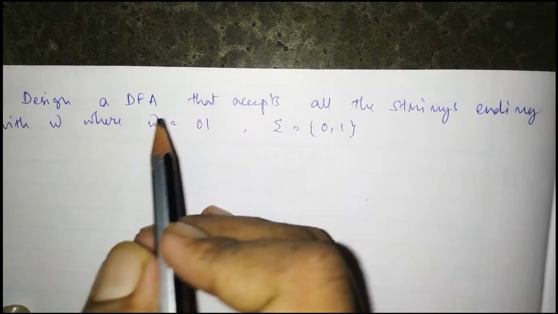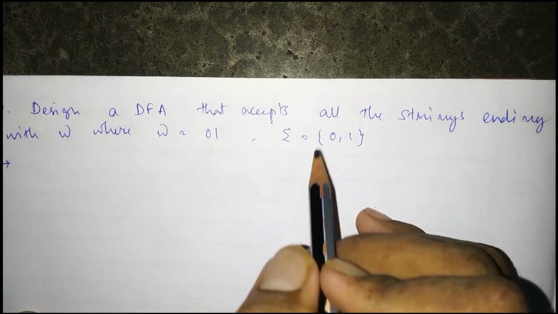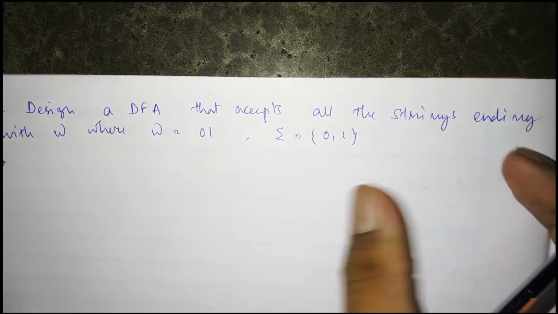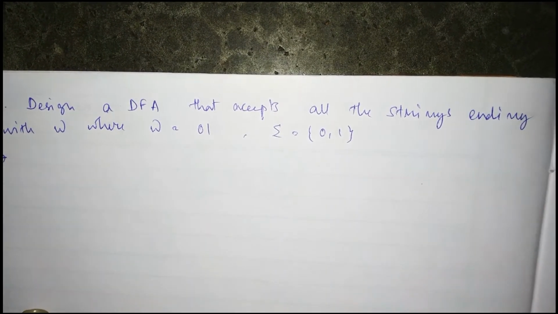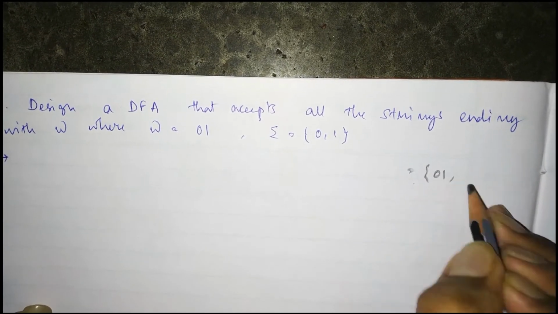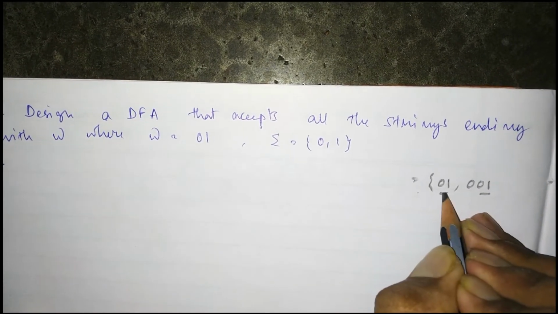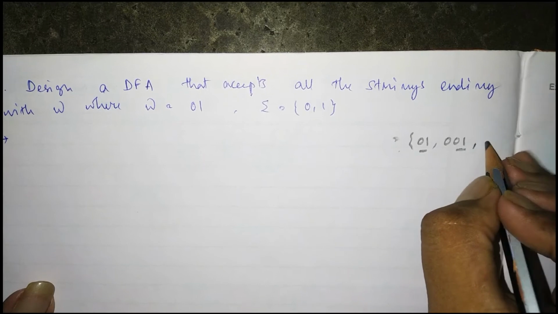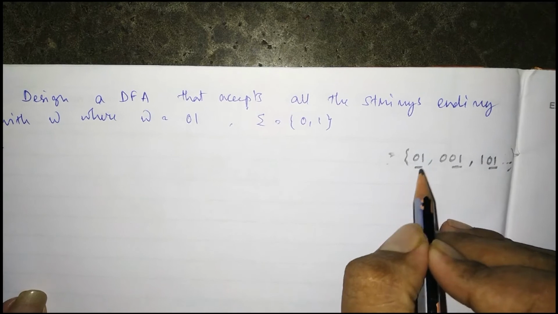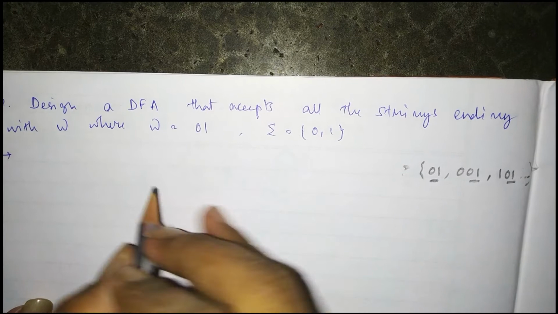Okay, so the next question is, design a DFA that accepts all the strings ending with W where W equals 0 1, and the set of symbols is 0 and 1. So the first step is we have to think about the possible strings. This set is 0 1, I mean this is the smallest possible string, then 0 0 1, just keep this pattern, next 1 0 1, and so on. And the next step is we have to design the machine such that it will accept the smallest possible string. So how can you do this?